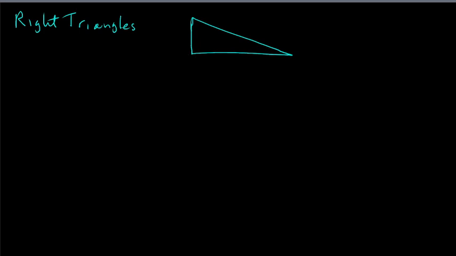Okay, so our next application has to do with right triangles. So a right triangle, it's a triangle, of course, that has a right angle. Remember, a right angle is 90 degrees. And you know it's a right triangle if you can draw a little square on one of the angles. So that's a right triangle. And we're looking for the three sides here, right?